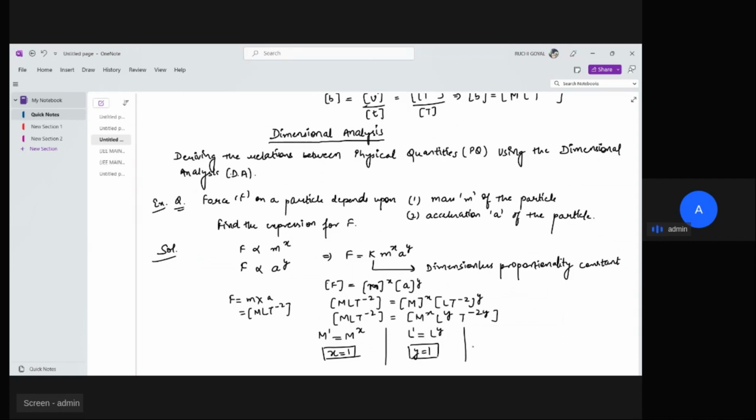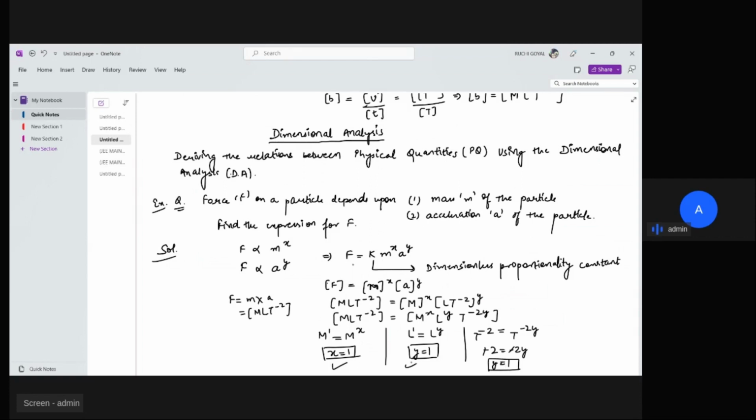Okay. And if we can compare with t also, minus 2 is equal to t minus 2y. So it will be minus 2 is equal to minus 2y. Y will be equal to 1 from here as well. So we have x is equal to 1 and y is equal to 1.